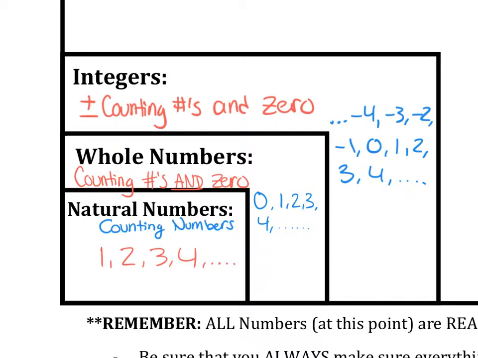So we're not dealing with decimals yet. We're not dealing with fractions. Just the nice integers, positive and negative, and 0. And then again, the diagram, integers includes whole numbers and natural numbers. So any number that's a natural number is whole, and it's an integer as well. So you work your way out.